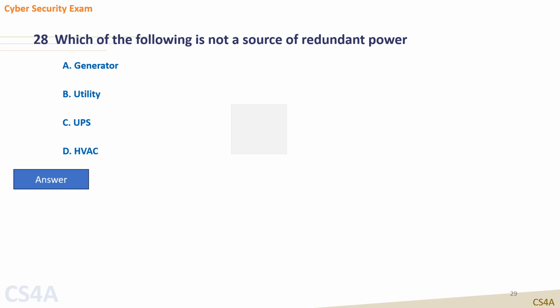So here the question is, which of the following is not a source of redundant power? So here the keyword is not a source of redundant power. Which of those options won't be involved in supporting redundant power? Option A, generator. Generator is used to make the system have redundant power. And utility, the utility is also a source of redundant power. And UPS, definitely this is a source of redundant power. HVAC, this is not a source of redundant power, but this HVAC may need a redundant power source. So the answer is D.